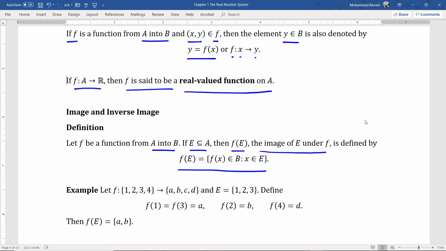For example, if f is a function from a set A to the set B and E is some subset of A, and suppose the definition of f is the following: f at 1 is a, f at 3 is also a, f at 2 is b, f at 4 is d. We can also show this definition with the help of this ellipse. So 1, 2, 3, 4, and we have a, b, c, and d.